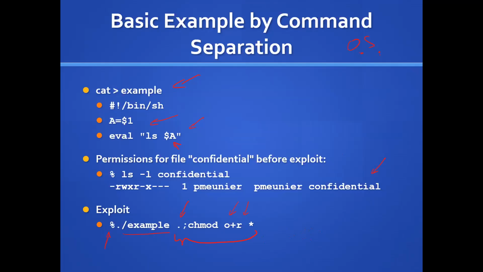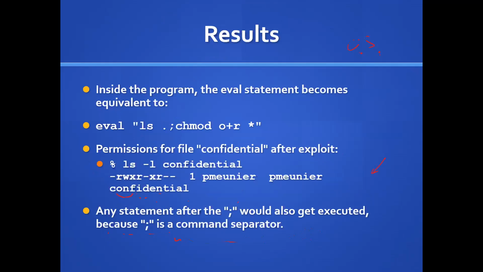And that's a parameter that was not there. If you look, you had read, write, execute, no read over there, okay? So inside the program, the eval statement becomes equivalent to ls dot semicolon chmod or asterisk. So permissions for the file confidential after the exploit. As you can see here now, you've got the little R there, and the confidential file can now be read.